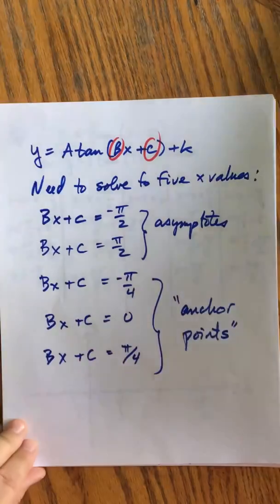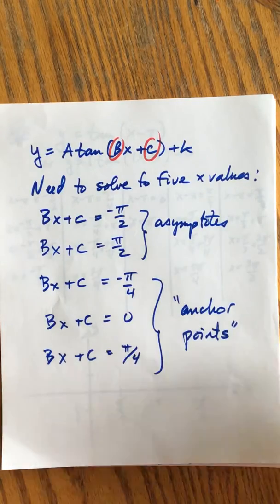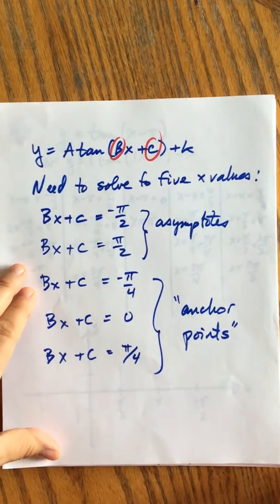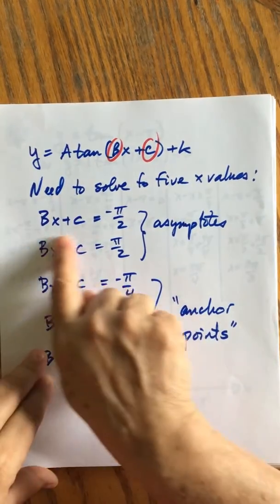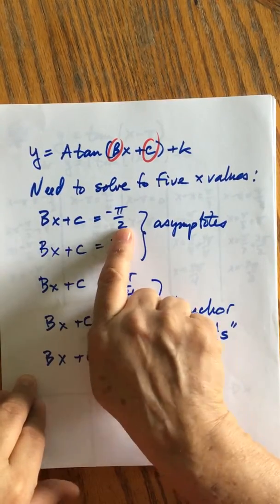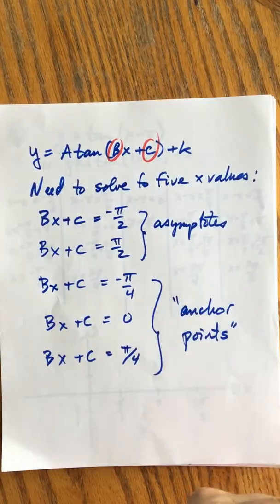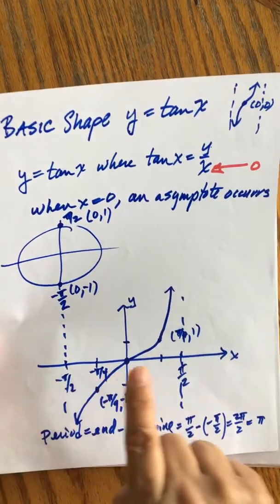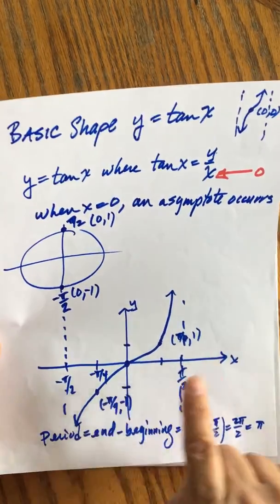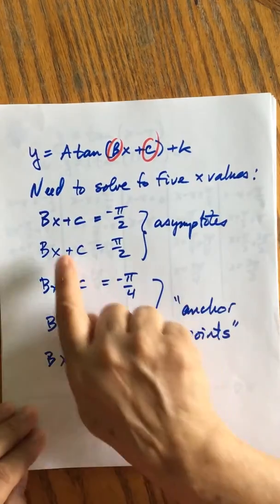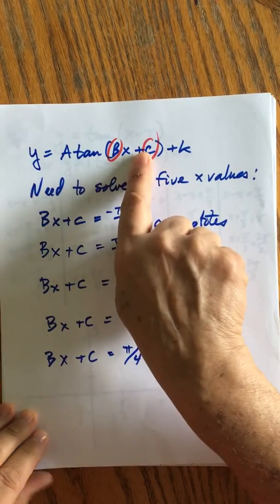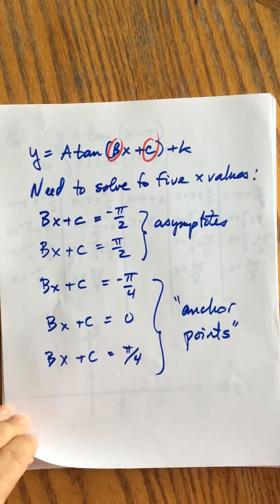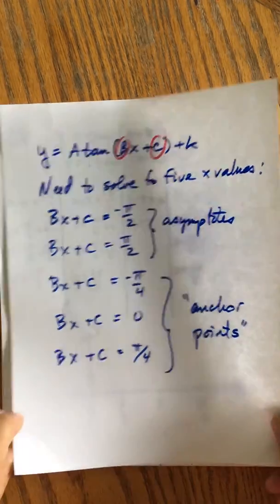Now, if it's a complicated input, what I do is I actually solve for the input, and I want it to act like the anchor values that I use. So I want it to act like x equals negative pi over 2, x equals negative pi over 4, x equals 0, x equals pi over 4, x equals pi over 2. So I'm going to set whatever's the input to tangent equal to those values and figure out what x will make it behave that way.